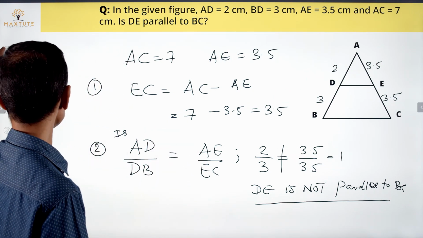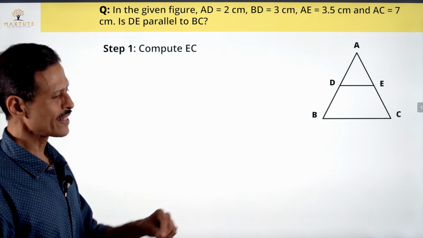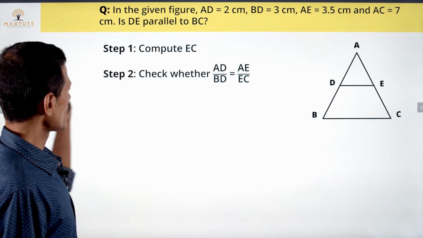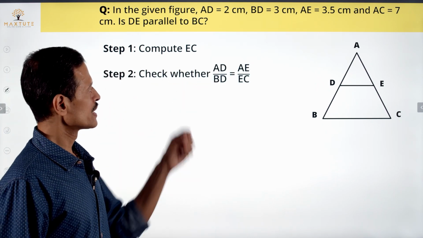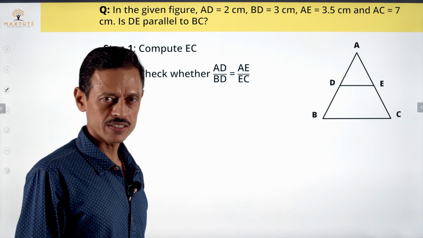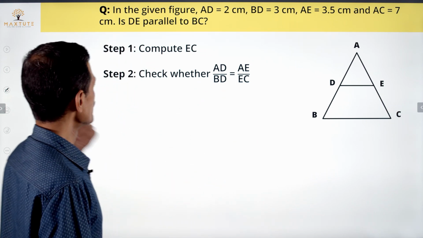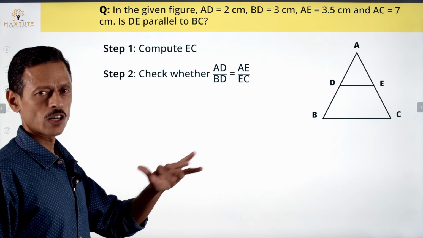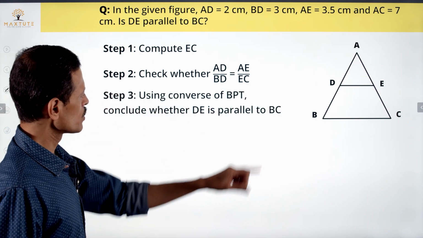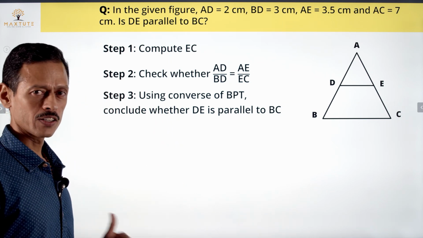Quickly summarize the steps in a printed form. Compute EC, that's step number 1, which gave us an answer of 3.5. Step number 2, the converse of the basic proportionality theorem is: if AD by BD equals AE by EC, then DE will be parallel to BC. So we're checking whether it is equal. We realized it's not equal. Therefore, DE is not parallel to BC. Using converse of BPT, we conclude that DE is not parallel to BC.